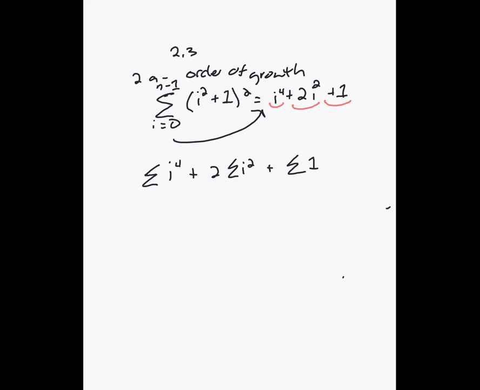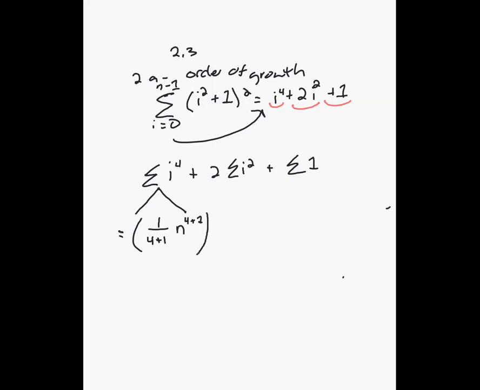Okay, so now if you look in the back of the book, you can see the following equivalences here. Okay, so the summation of i to the 4th is going to equal 1 over k plus 1, but in this case, the k is equal to 4. So 1 over 4 plus 1, or 5, times n to the 4 plus 1.